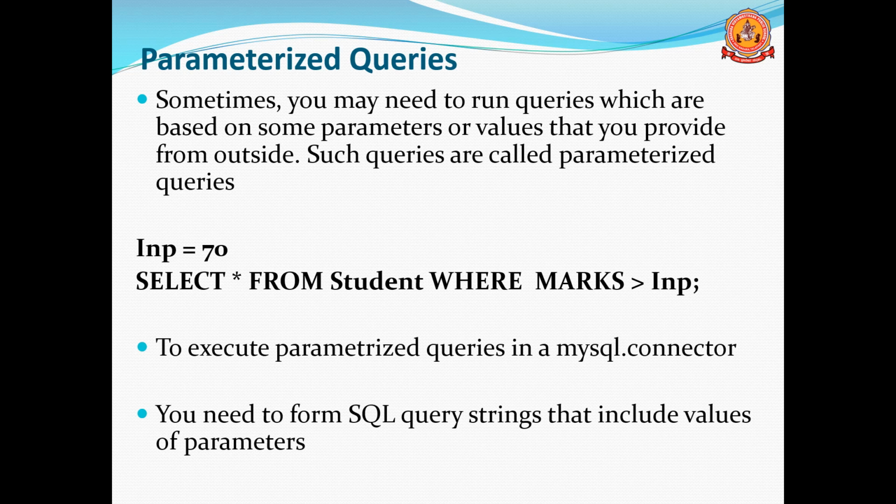For example, here I took INP equal to 70. Select star from student where mark is equal to INP. So INP is one variable, and that is one value. INP means 70 here. It will check whether the value is 70 or not. So that is one parameterized query, because from outside we are providing the values.